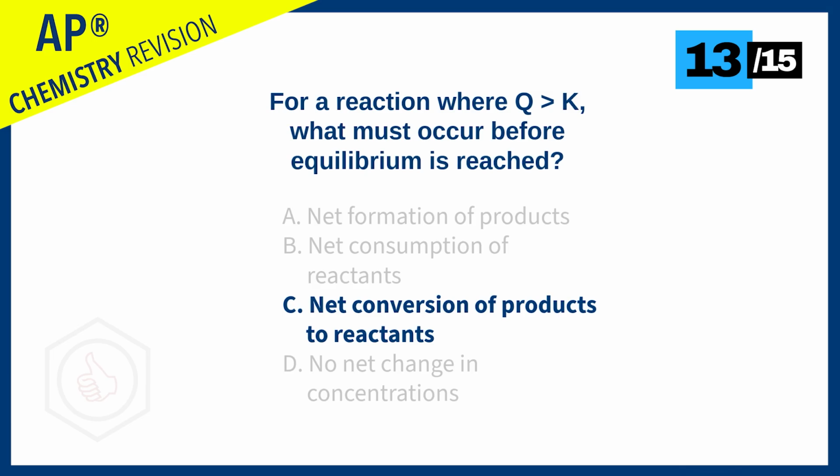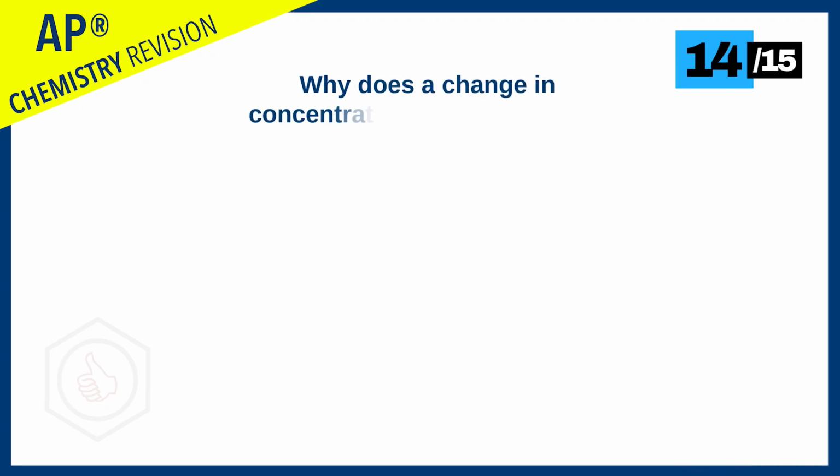Because a larger value of Q compared to K means the reaction mixture contains a greater proportion of products compared to reactants than for the system at equilibrium. This means some of those products must be converted into reactants to make the value of Q smaller and therefore equal K. Why does a change in concentration not permanently change K?